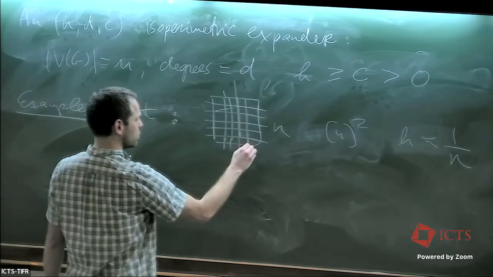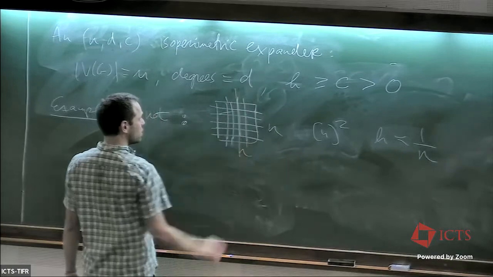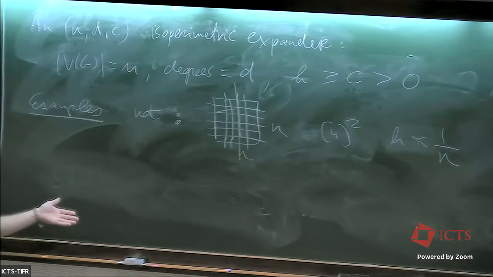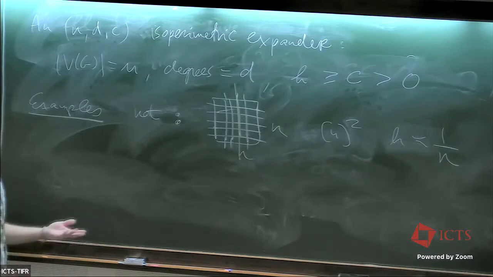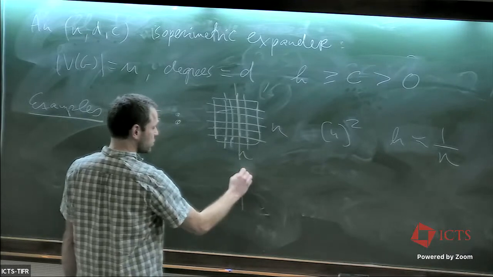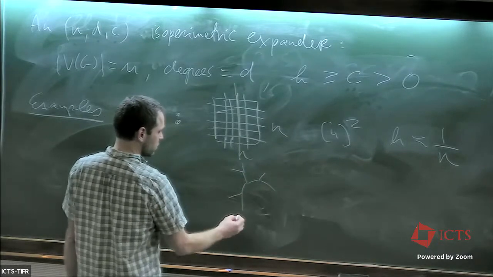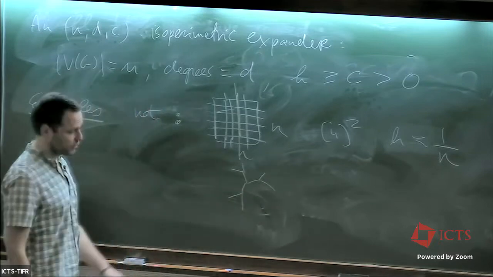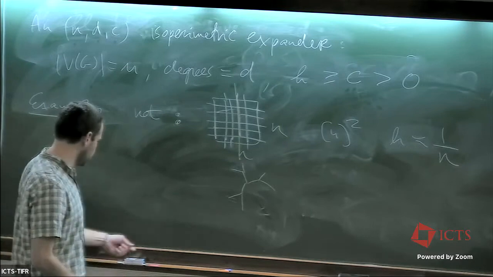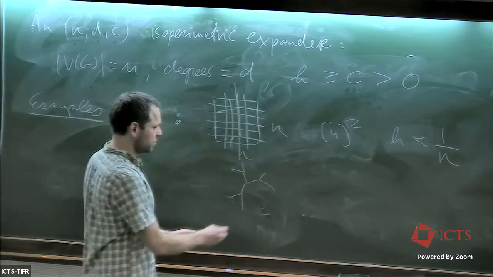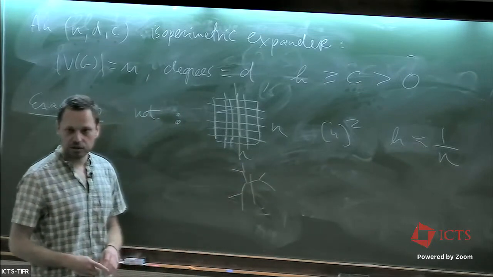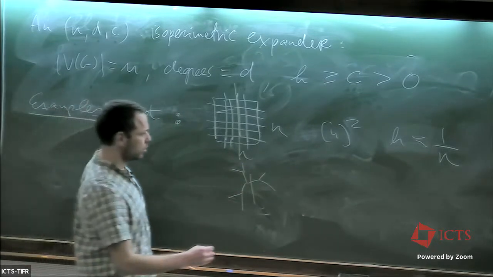Okay, what else is not good? The simplest non-amenable graph is the regular tree. If you try something like a regular tree, well, it's a finite graph, so let's say it's a finite tree. It has leaves. Well, this is super bad for an expander, because by cutting one edge, you can cut it into two big pieces. So awful.